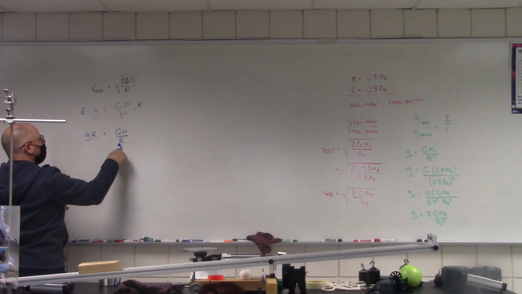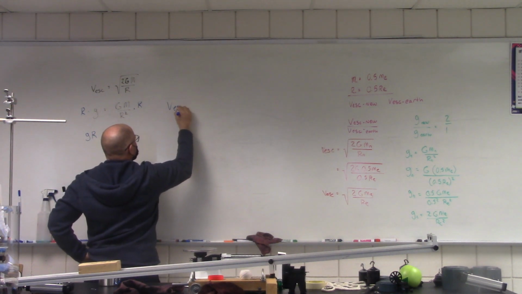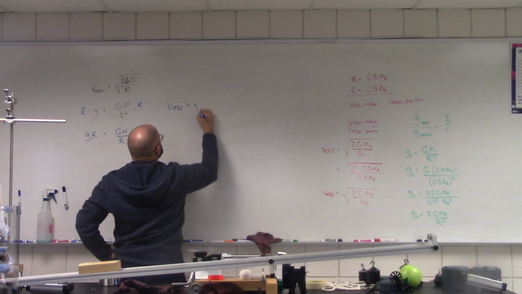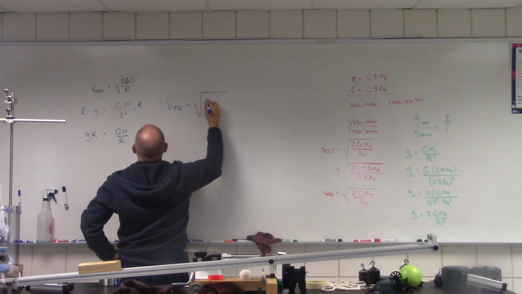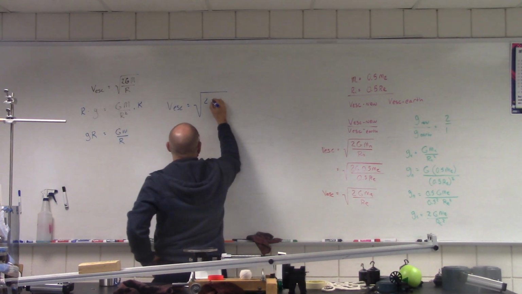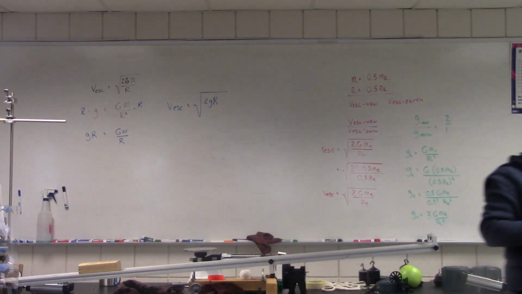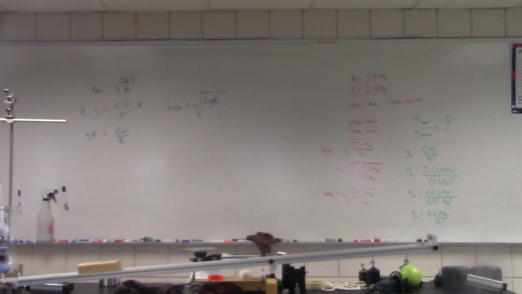So I have GM over R. I'm going to substitute that thing in right there. So I'm going to say that my escape speed then is equal to the square root of 2 times GM over R, but that's just gR. Look how sneaky that is. How sneaky is that? Very, very, very sneaky.